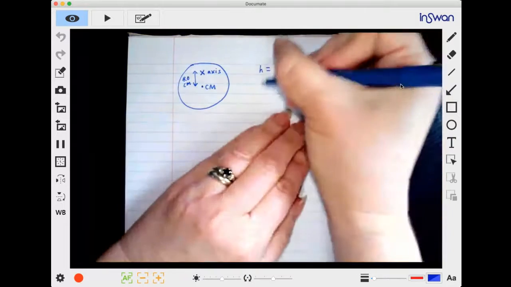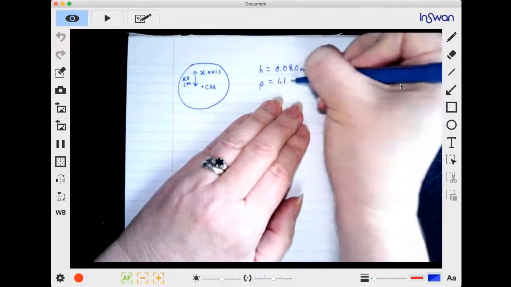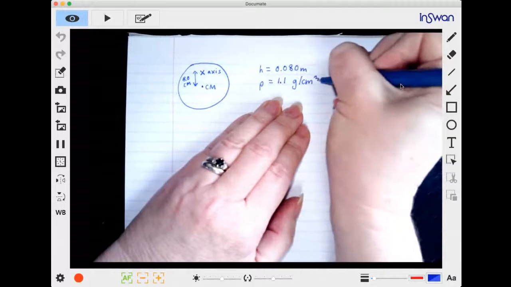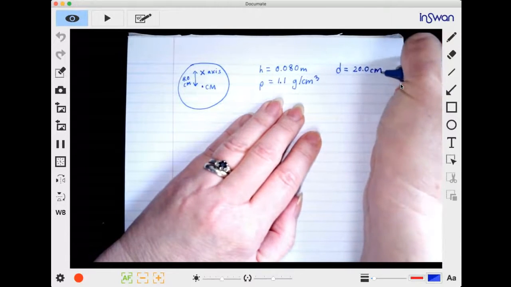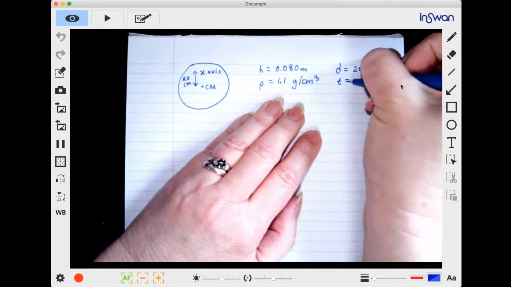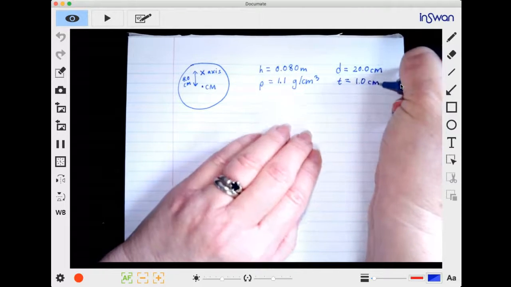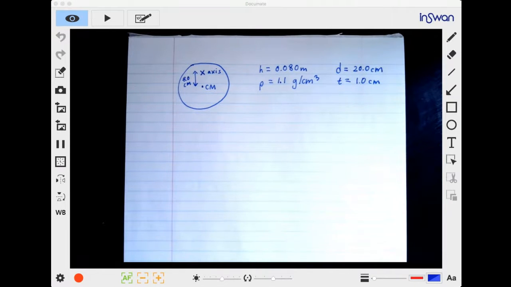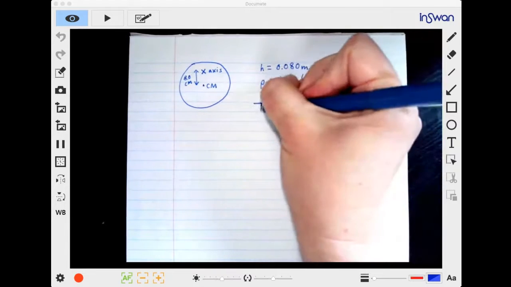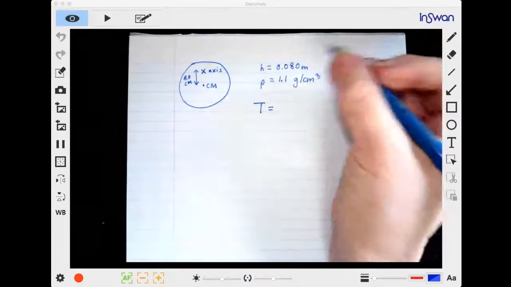Okay, and they gave us a density of 1.1 grams per cubic centimeter. They gave us a diameter of 20 centimeters, and a thickness of 1 centimeter for the disk. So now, like I said, you could go ahead and figure out the mass of the object using those. But let's figure out if we need the mass first, okay? So what do we know? We're trying to figure out the period here.